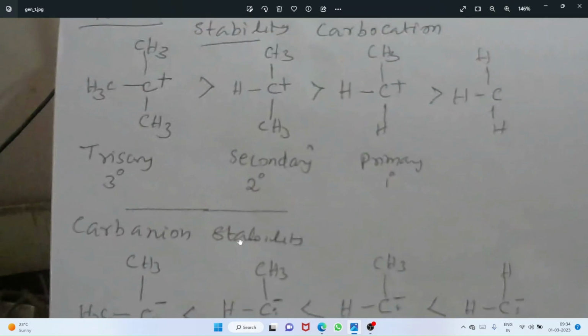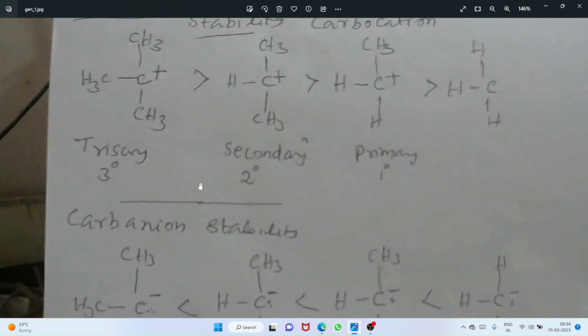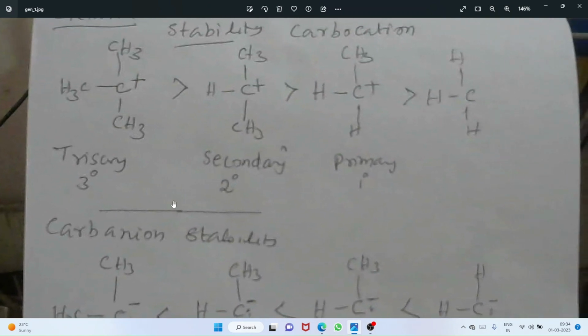Now, take these carbocations. A cation is a carbon with a positive charge. Here we have three methyl groups attached to it. The methyl groups are electron donating groups. There is a positive charge, and the methyl groups donate electrons, which are negative charge, so the positive and negative cancel out each other. This becomes stable. Here only two methyl groups are there, so the three methyl group carbocation is more stable than the two methyl group one.